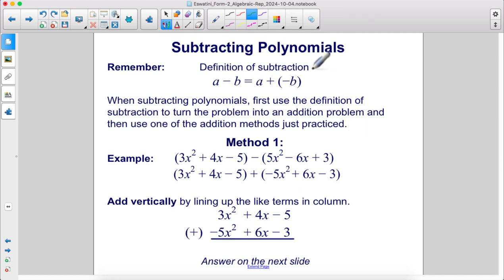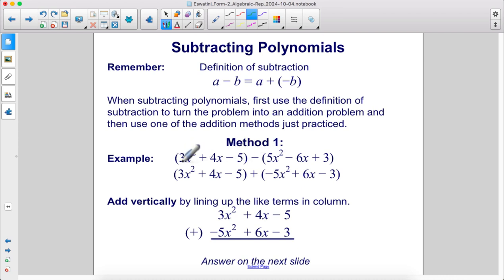Remember the definition of subtraction. A minus b is equal to a plus the negative of b. When subtracting polynomials, first use the definition of subtraction to turn the problem into an addition problem, and then use one of the addition methods just practiced.